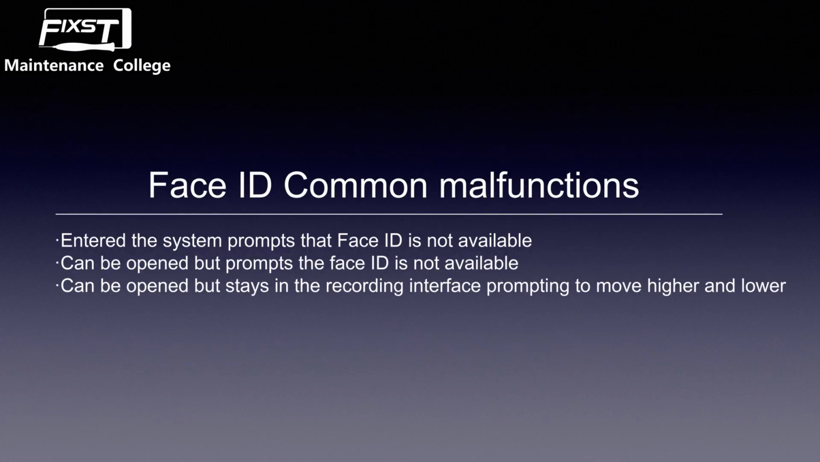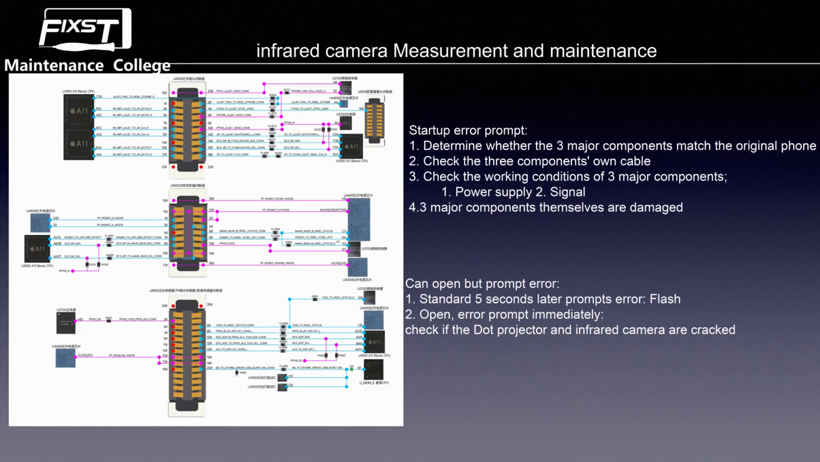Normally, the Face ID common problems have 3 kinds. First is that when entering the system, it prompts that Face ID is not available. The second is that it can be opened, but prompts that Face ID is not available. And number 3 is that it can be opened, but stays in the recording interface, prompting to move higher and lower. Okay, now we first talk about the first problem.